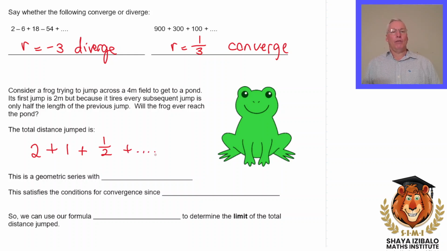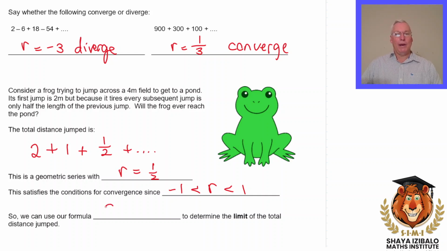Is this arithmetic or geometric? It's definitely geometric. What's r? r is 1/2. Each time we're multiplying by 1/2 to get half the distance that he jumped before. Okay, this means that this will converge. Why? When do we get convergence? When r is between 1 and -1. 1/2 is between 1 and -1, so this will definitely converge.